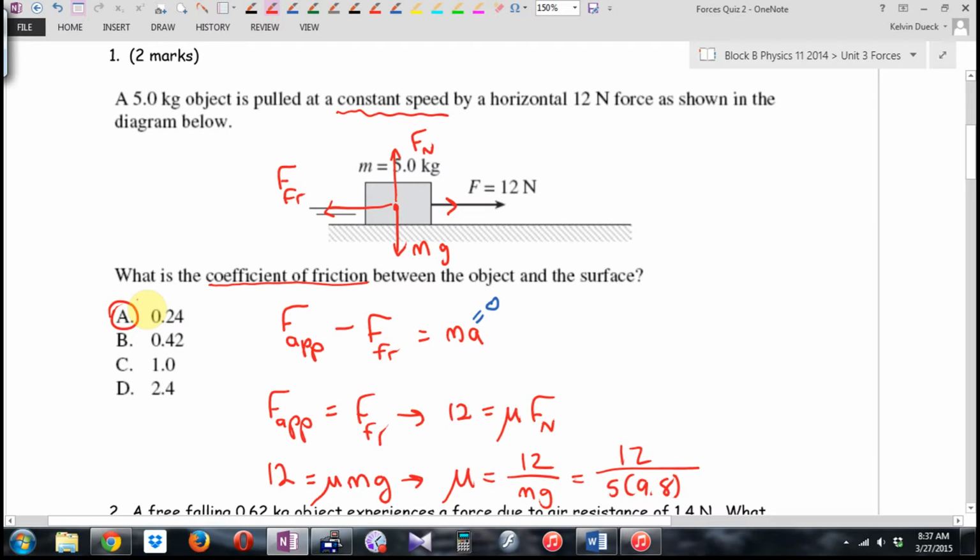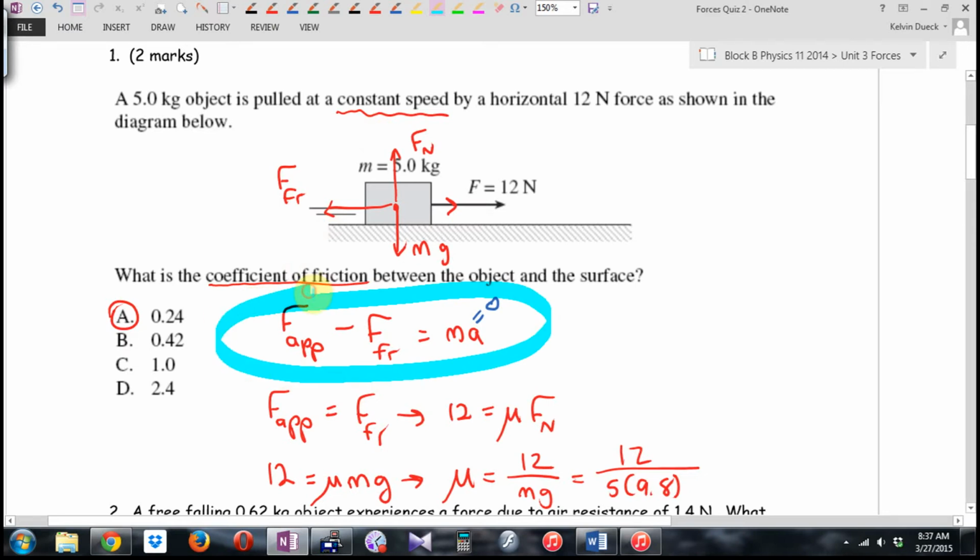2 marks for a multiple choice question. If you got the right answer, 2 out of 2. If you got the wrong answer, but you managed to come up with either this equation or that equation, I'll give you 1 mark. Oh, and I like that question. It's a nice twist. Instead of saying find the acceleration, I'll say find the coefficient of friction.